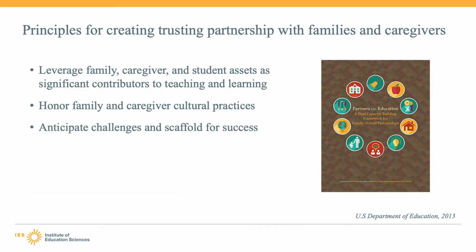In 2013, the United States Department of Education released Partners in Education, a dual capacity building framework for family-school partnerships. This framework identifies asset orientation as an essential condition when partnering with families, and affirms that we must remember what families can do, not what they can't. The same approach we take when working with students in our classrooms.